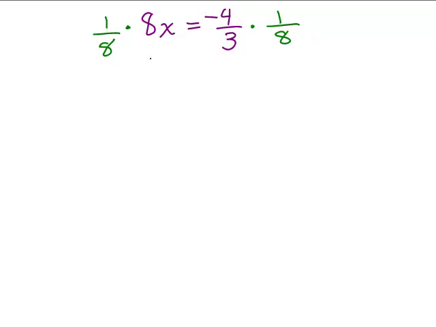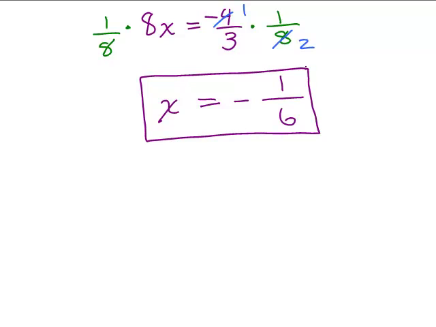All right, so on the left side, the 1/8 times 8 is going to cancel, so we have x equals. And on the right side, we have a negative times a positive, so the answer is negative. And we see if anything cancels. So the 4 and the 8 cancel 1, and that's a 2. So I'm left with just a 1 in the numerator, and in the denominator, 6. So I get x equals negative 1/6. All right, that's the easiest way I think to do this problem, but we could do it the other way.